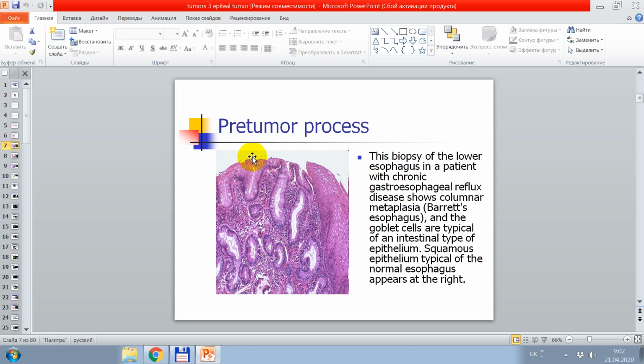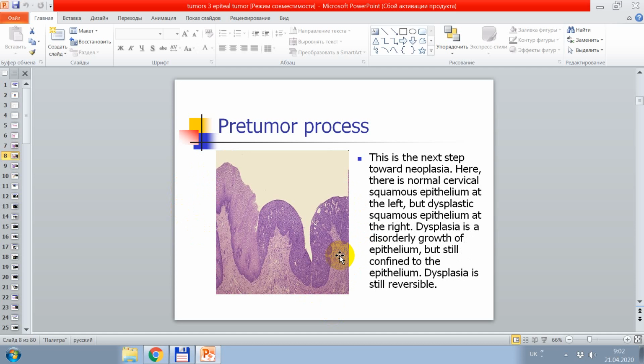This histological picture demonstrates two pretumor processes. This biopsy of the lower esophagus in a patient with chronic gastroesophageal reflux disease shows columnar metaplasia, or Barrett's esophagus, and the goblet cells are typical of an intestinal type of epithelium. Squamous epithelium, typical of the normal esophagus, appears at the right.